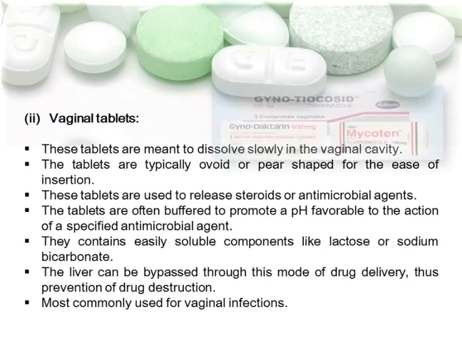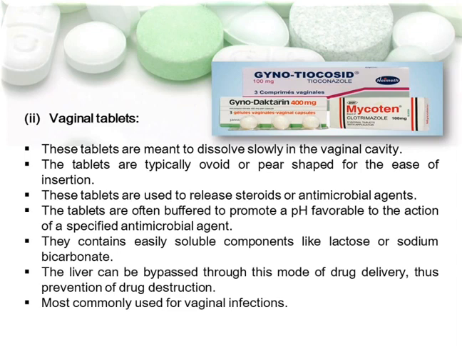Next is vaginal tablets. These tablets are meant to dissolve slowly in the vaginal cavity. These tablets are typically ovoid or pear-shaped for ease of insertion. These tablets are used to release steroids or antimicrobial agents. These tablets are often buffered to promote a pH favorable to the action of a specific antimicrobial agent. They contain easily soluble components like lactose or sodium bicarbonate. The advantage is that the liver can be bypassed through this mode of drug delivery, thus preventing drug destruction. Most commonly used for vaginal infections.